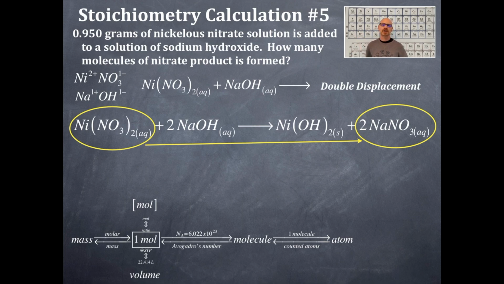Now look at your flow chart, and you're starting off with grams. Grams of nickel nitrate. You're going to go to moles using the molar mass of nickel nitrate. Then from moles of nickel nitrate, you're going to go to moles of sodium nitrate. That's the nitrate product. Then from moles of sodium nitrate, you're going to go to molecules. And that's using Avogadro's number.